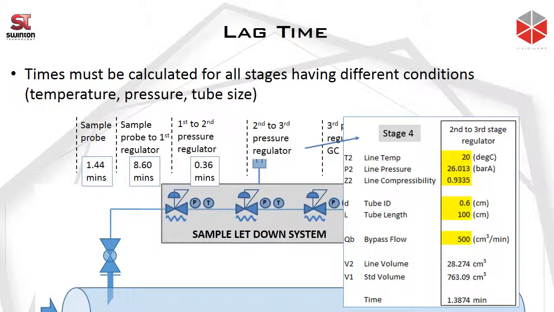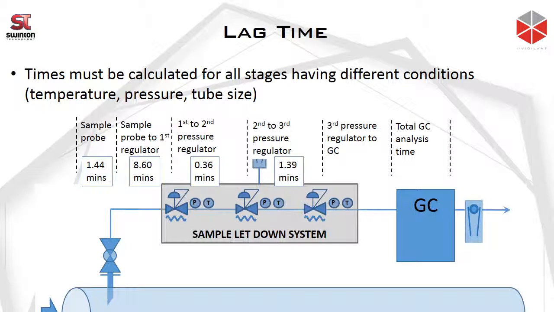Stage 4 then, again we would have a temperature indicator telling us the temperature at this stage, and the pressure, again this has reduced. The line compressibility then increases as the pressure reduces. The tube ID at this stage is the same as the previous stage, and we have a length this time of 100 centimeters. Using the same calculations then, the time attributed to the total lag time at this stage is 1.39 minutes.